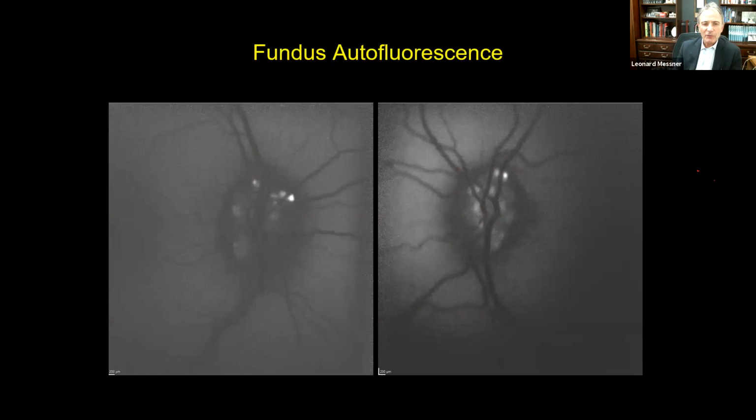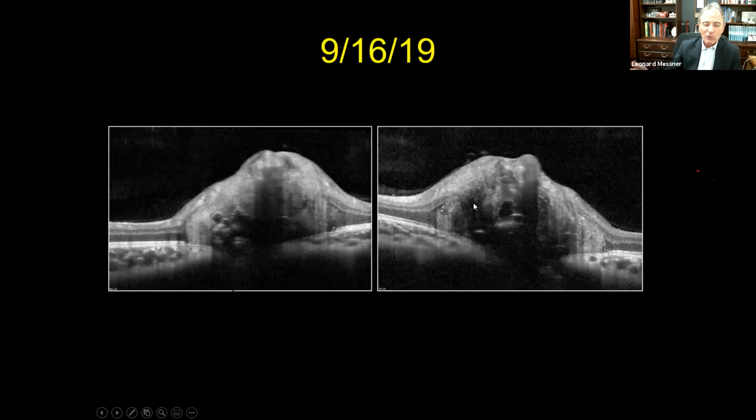Hyporeflective fungicidal fluorescence in 2019, and you can see this beautiful representation of these reflective areas within the substance of the optic nerve, here on the right, here on the left. And looking at the raster scans through the optic nerves, here you can see these ovoid lesions similar to what we saw back in 2013.